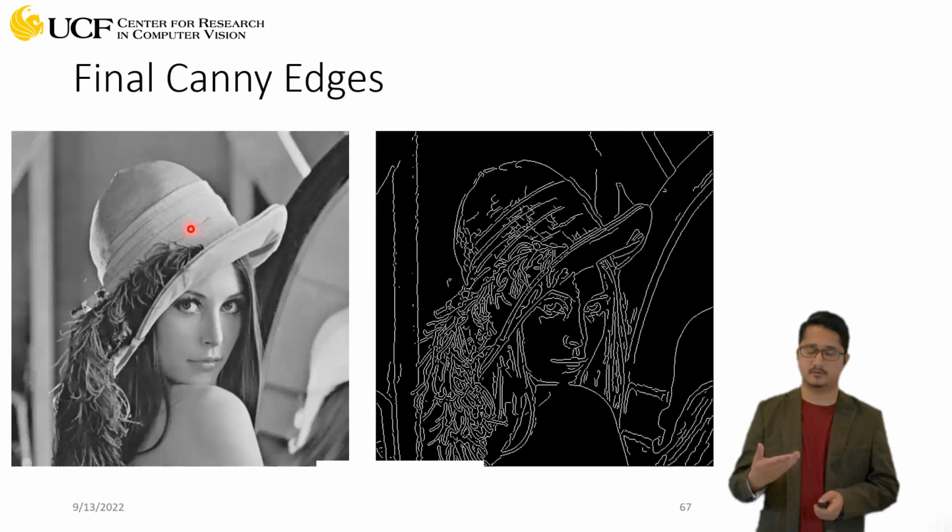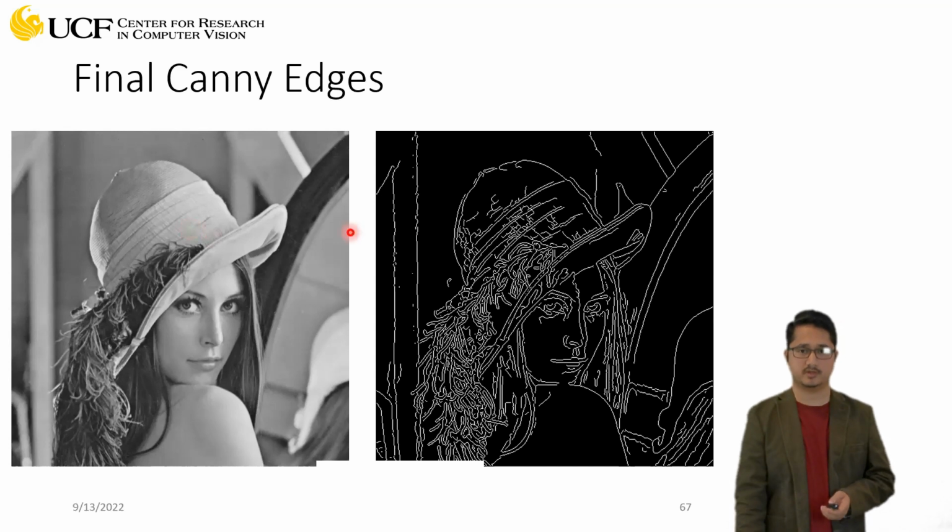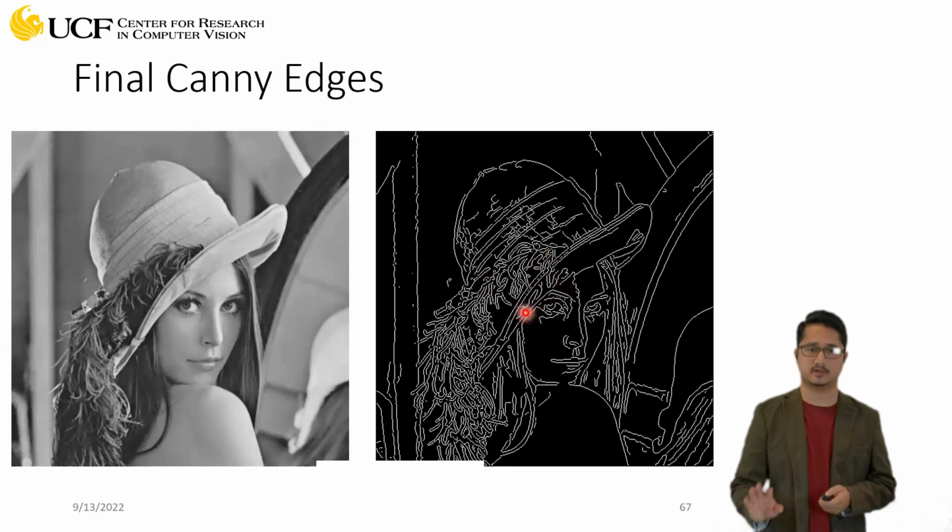So if you use that hysteresis thresholding on top of non-maximum suppression, you can see this is a much nicer result than we have seen so far. Okay, much better than all the other algorithms. So this is kind of suppressing all the non-maximum edges.